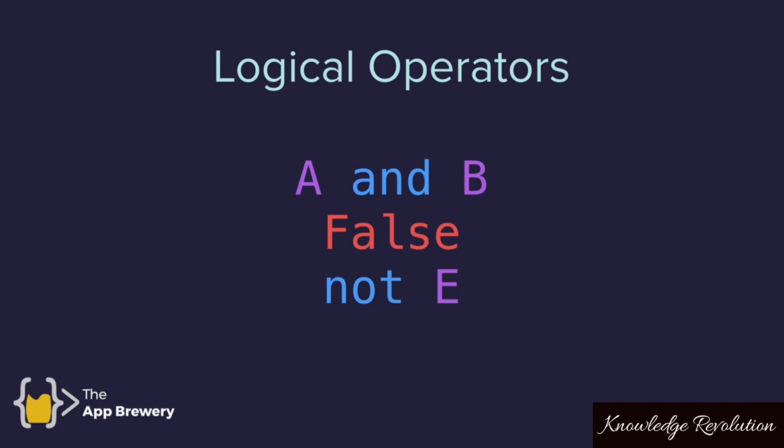Now, the final one is the not operator. And all that this does is basically reverse a condition. So if the condition is false, then it becomes true. If it's true, then it becomes false.